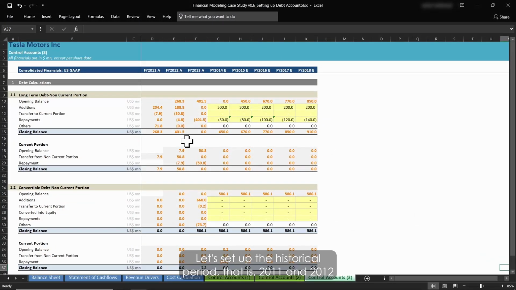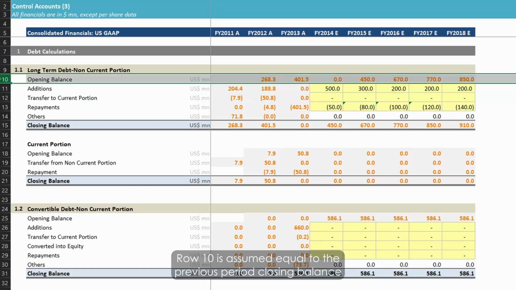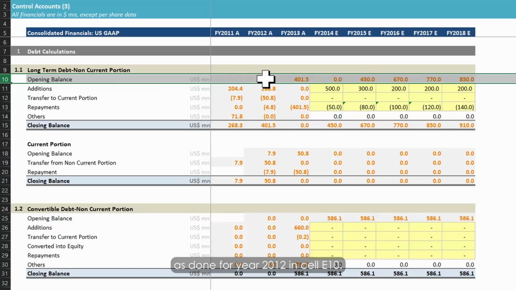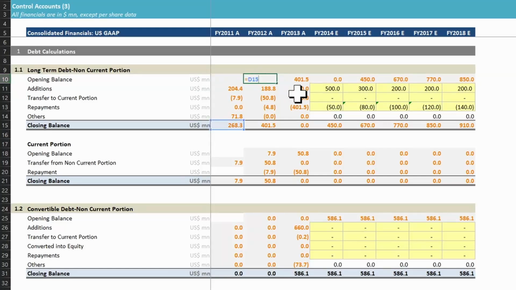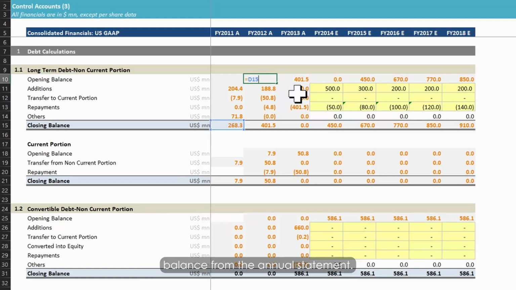Let's set up the historical period, that is, 2011 and 2012 debt account for term debt. 1. Opening balance for long-term debt, row 10, is assumed equal to the previous period closing balance as done for year 2012 in cell E10. Since we don't have the 2010 year in the model, we can hardcode the 2011 opening balance from the annual statement.